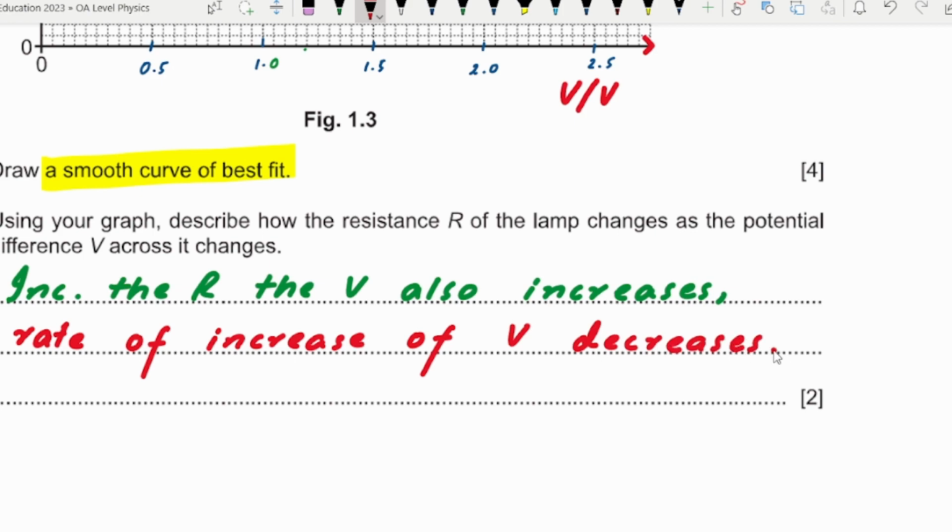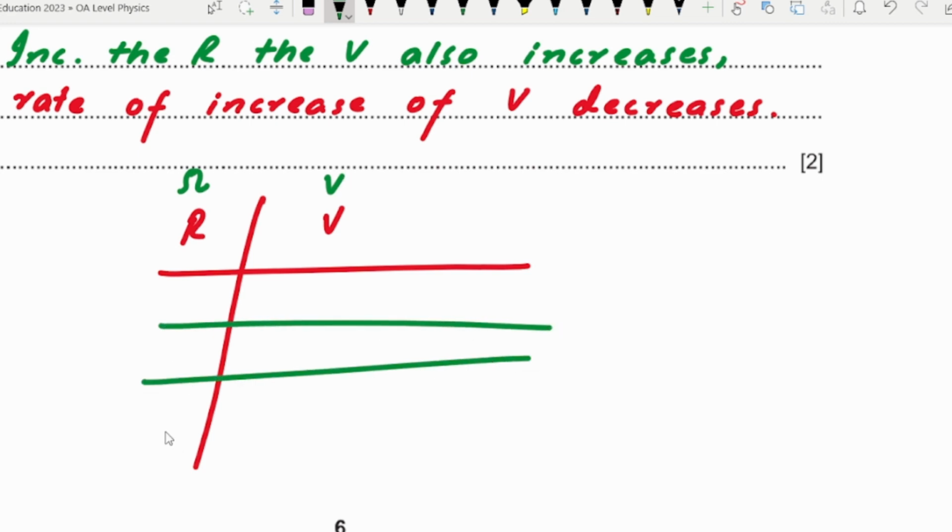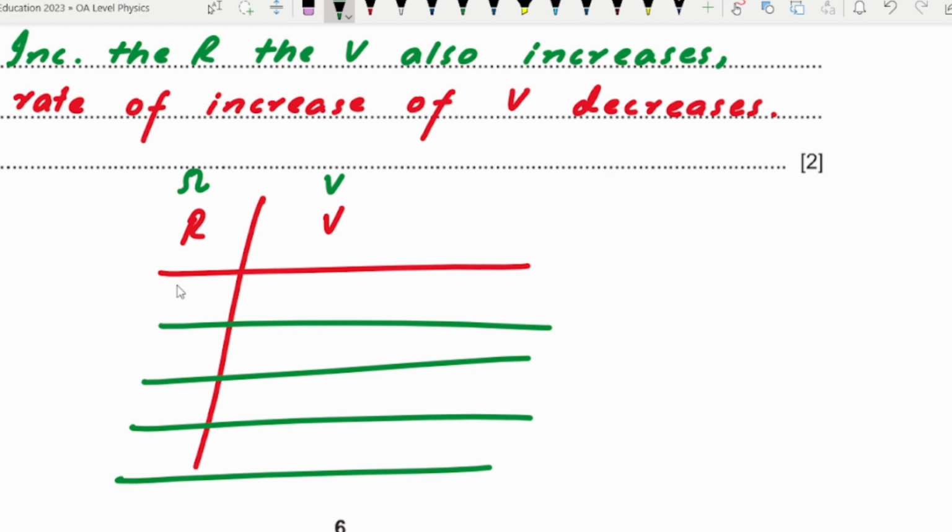Important one. Let me explain this one over here. So let's say you have resistance here and you have voltage here. Resistance being measured in ohm and voltage being measured in volts. And let me draw some of the points here. So first the resistance was 10, then the resistance was 20, then 30, then 40.